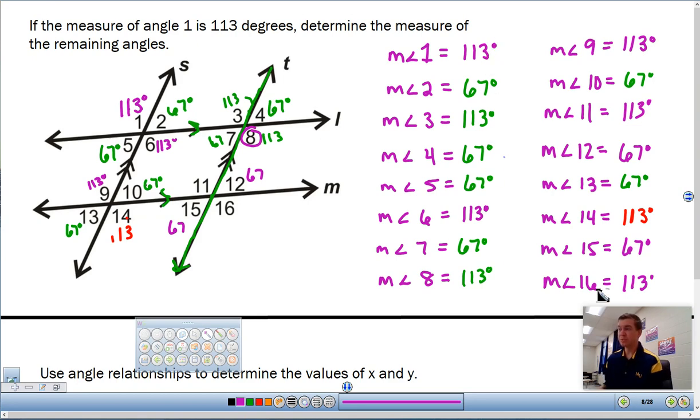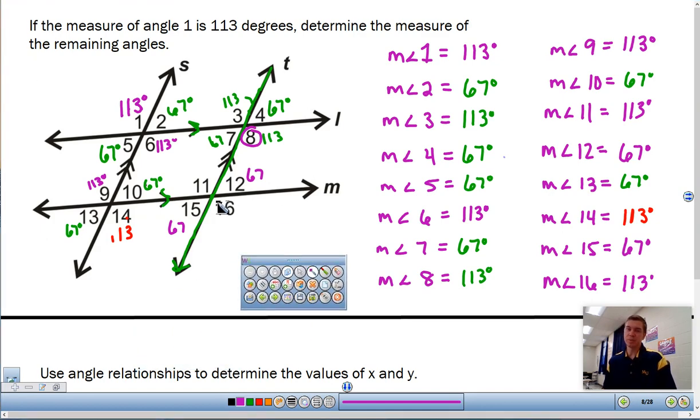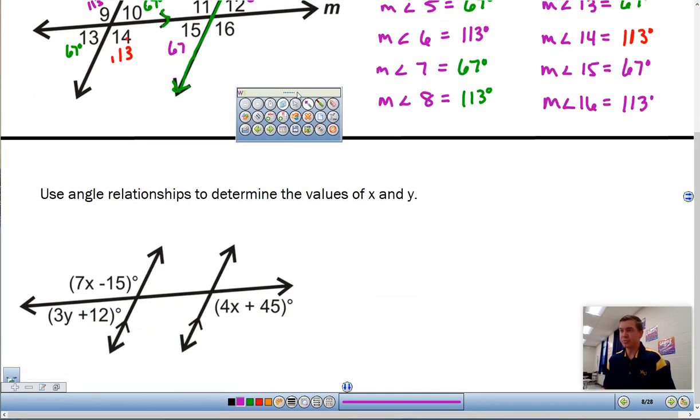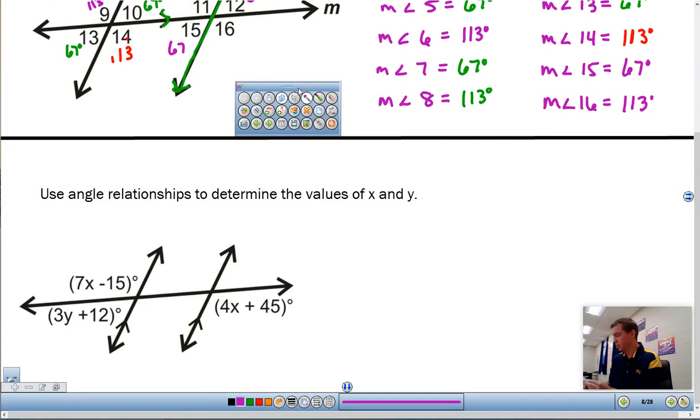So as I stated, we would only have 2 different measures here, 113 and its supplement 67. And as long as we have parallel lines, that is going to be the case. Last little example for this very short lesson today, which will be accompanied by another one very shortly after. Let's figure out how we can find the values of X and Y here. We do have a transversal. We also have the parallel lines.